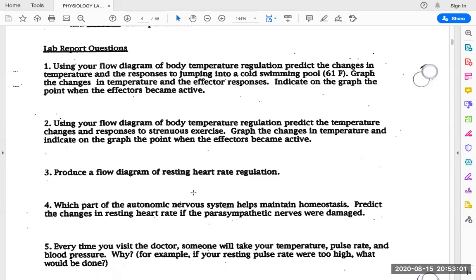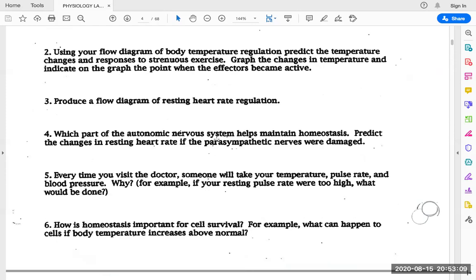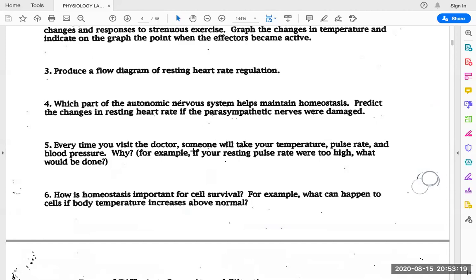the lab manual again. Produce a flow diagram of resting heart rate regulation. So what keeps your heart rate in normal resting rhythm? Which part of the autonomic nervous system helps maintain homeostasis? You might need to use your textbook or other resources to answer some of these questions as well. Every time you visit the doctor, someone will take your temperature, pulse rate, and blood pressure, and why? And if your resting pulse rate were too high, what would the doctor do? And how is homeostasis important for cell survival? For example, what can happen to cells if body temperature increases above normal?